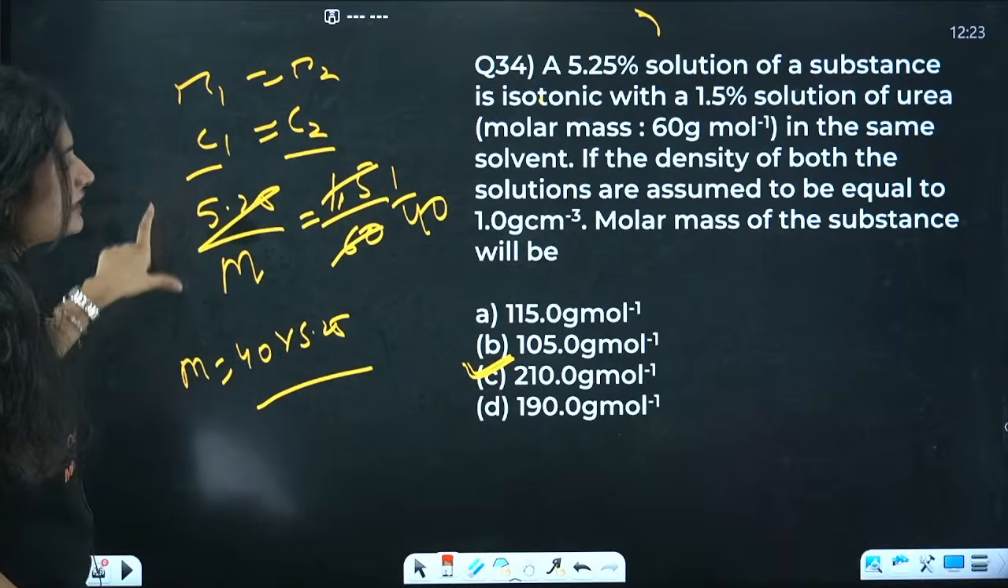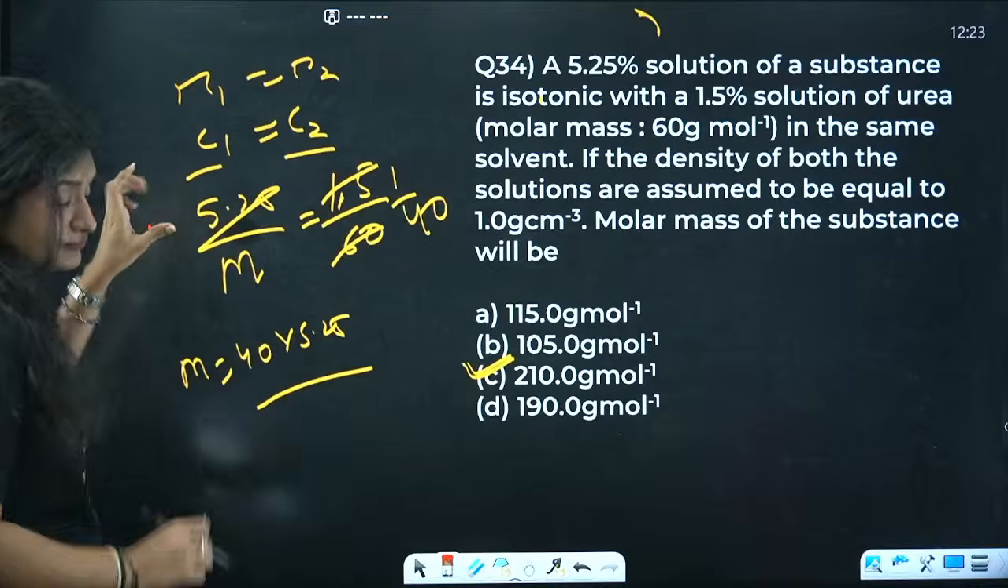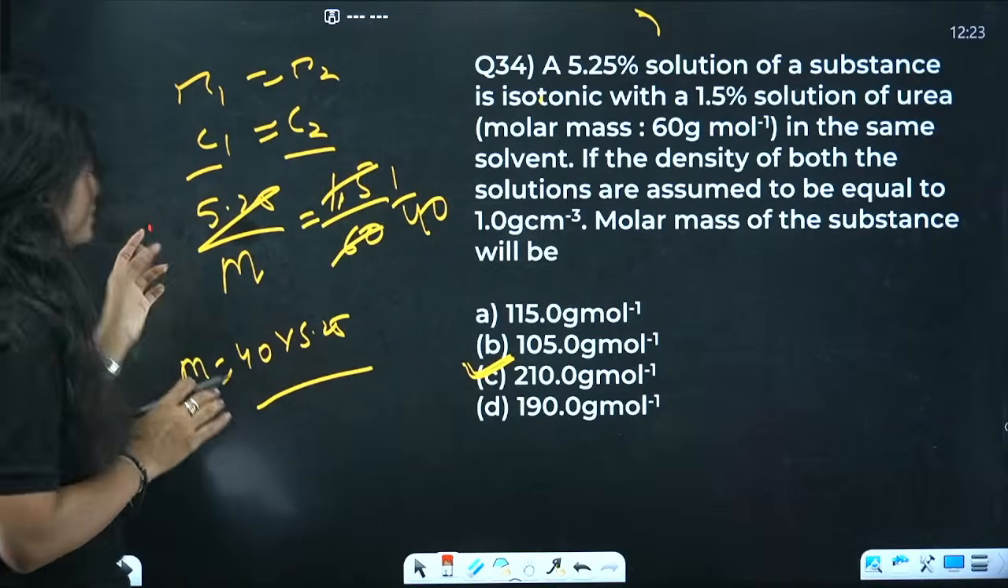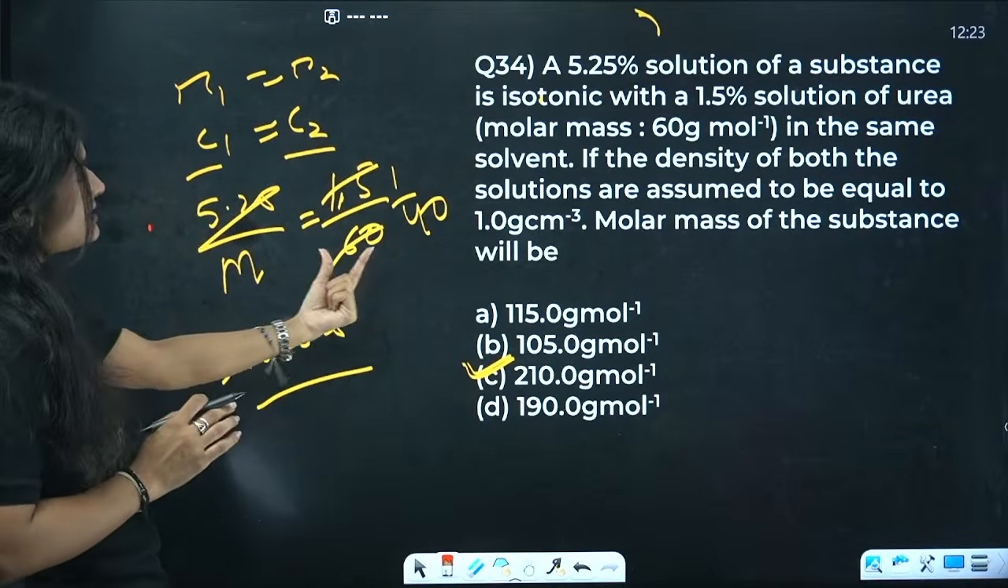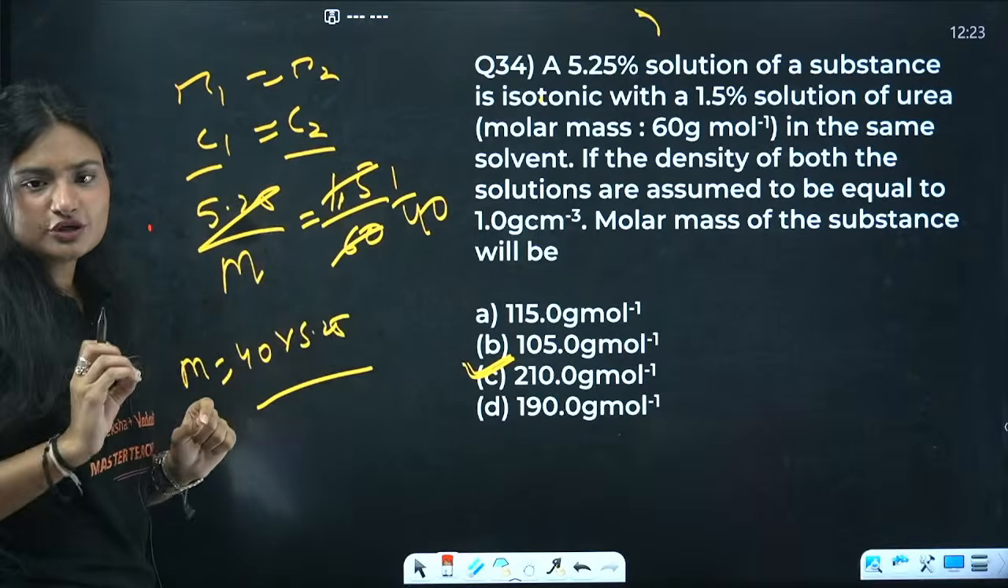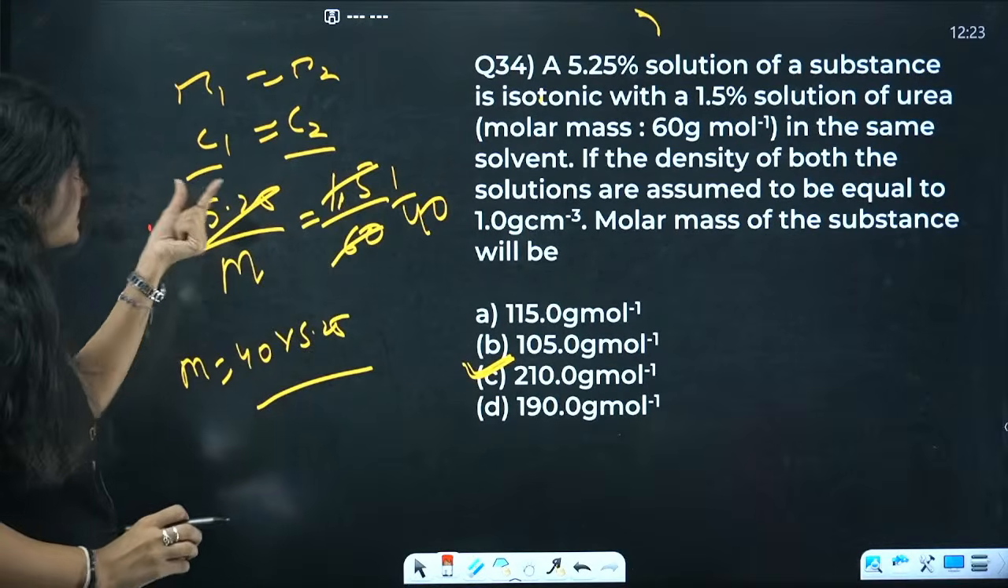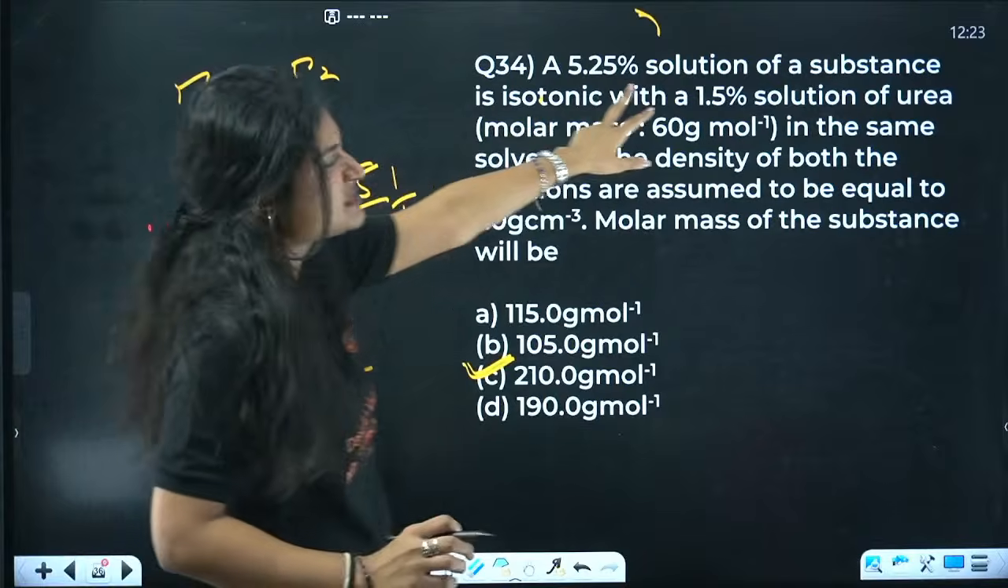So in this case, we'll equate the concentrations, right? So the number of moles of both the components. On this side we have a substance, and on this side we have urea. For urea, the molecular mass is 60. Again, 1.5 by 60, 5.25 by m, because this is the percentage of solution, right?